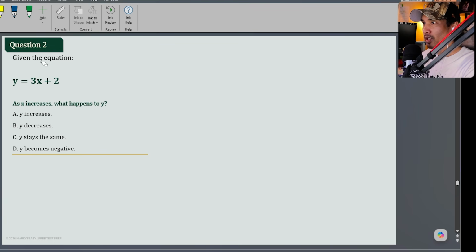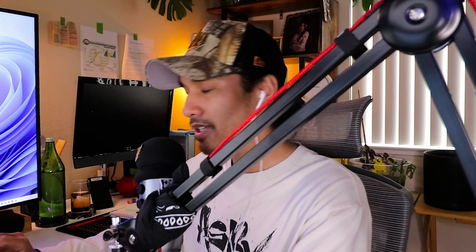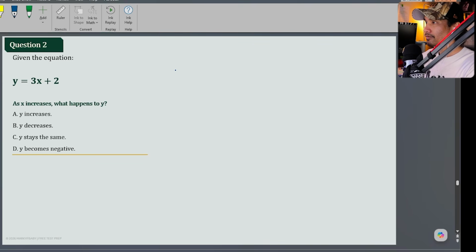Okay, here we go. Question number 2. Given the equation y equals 3x plus 2, as x increases, what happens to y? For this, all you have to do is, again, plug in easy numbers. This is a relationship question, so we just have to increase x. I do want to point out, this will probably not be on the test. This is too easy, but I want you to grasp this concept.